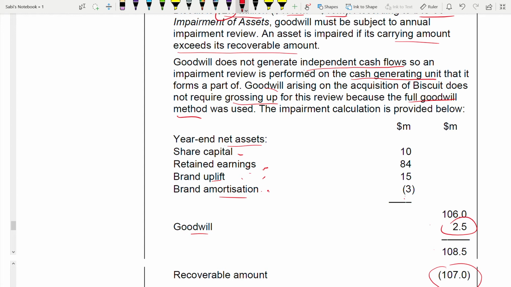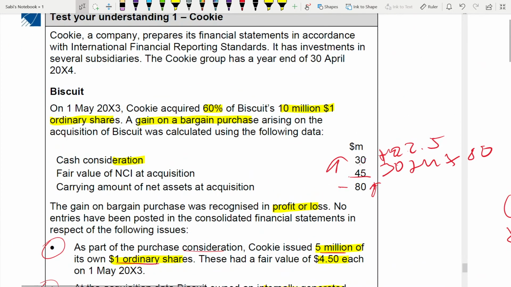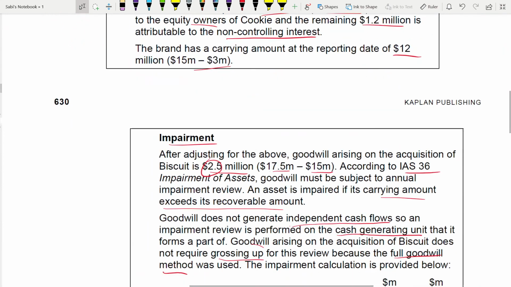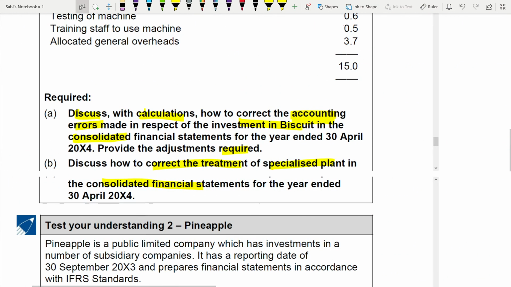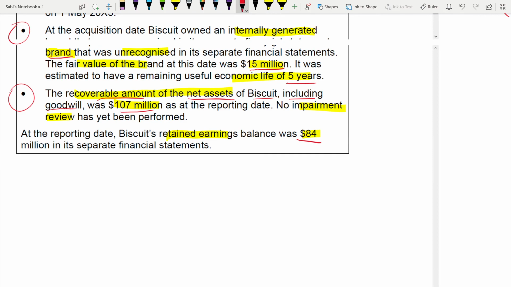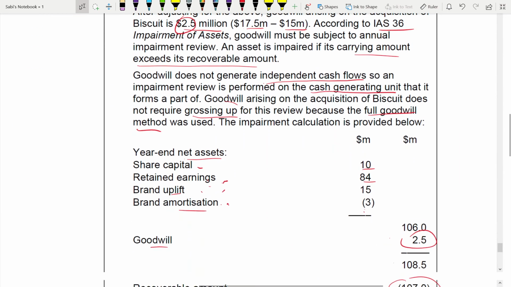So share capital is 10 million. How 10 million? You need to go up and check this one. 10 million $1 ordinary shares. That means 10 into 1, 10 million ordinary shares. Retained earnings they have already given you at the end, which is 84. From where? Here they have mentioned it. Retained earnings is 84. So take that retained earnings also. Brand uplift 15 million it increased and amortization of 3 was deducted.